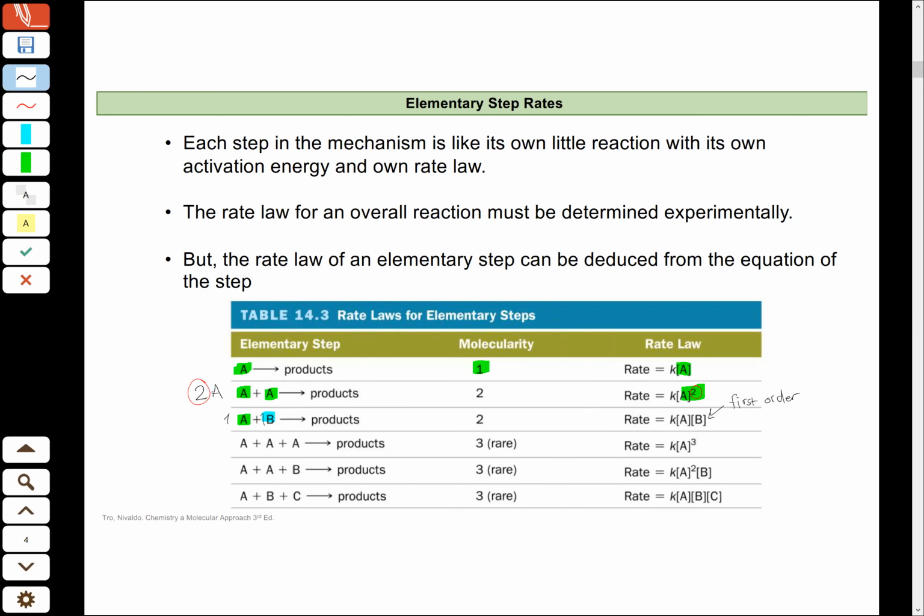Now, some rare circumstances are when you actually have three reactants. So here we would have 3A, and you can see we're third order with respect to A in our rate law.